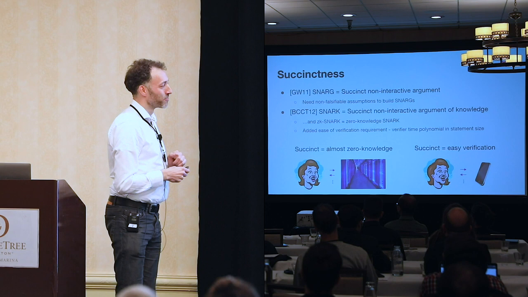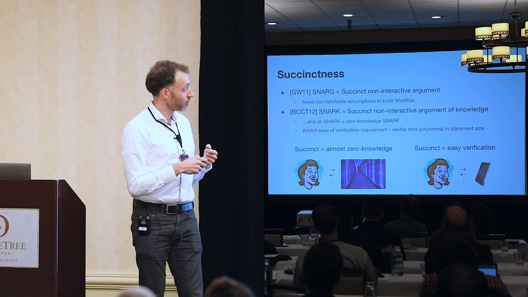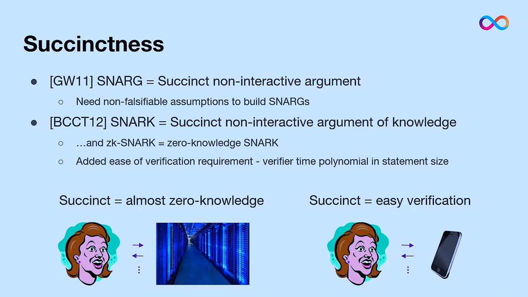So the other reason you could want very compact proofs, and I think why the second paper added this ease of verification requirement, is also just, forget about zero knowledge. Maybe that's not at all what you're interested in, but you're just interested in having very lightweight receivers that verify the proof.